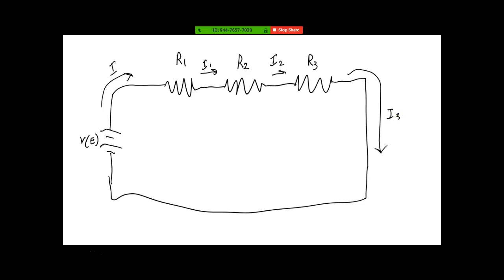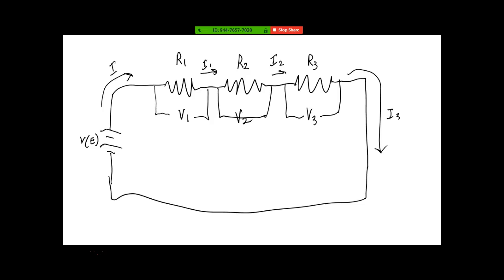Now, they also show that you have a voltage drop here, and they're calling that V1, and another voltage drop here, calling that V2, and another voltage drop here, calling that V3. In other words, they put a little voltmeter across each one of those resistors separately, and you're measuring the voltage that dropped across there.